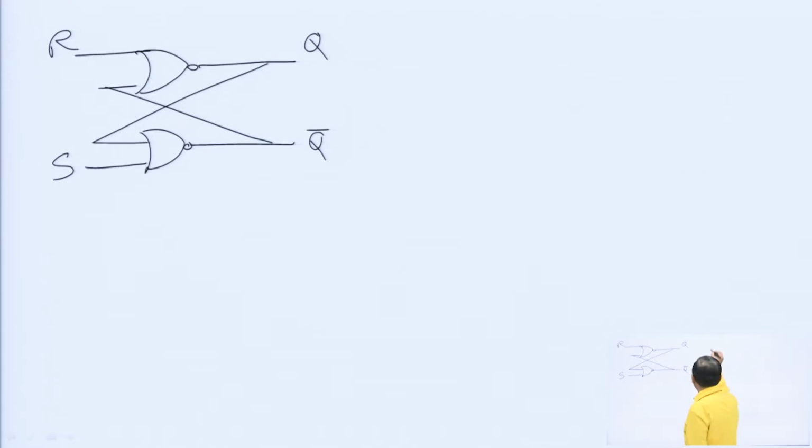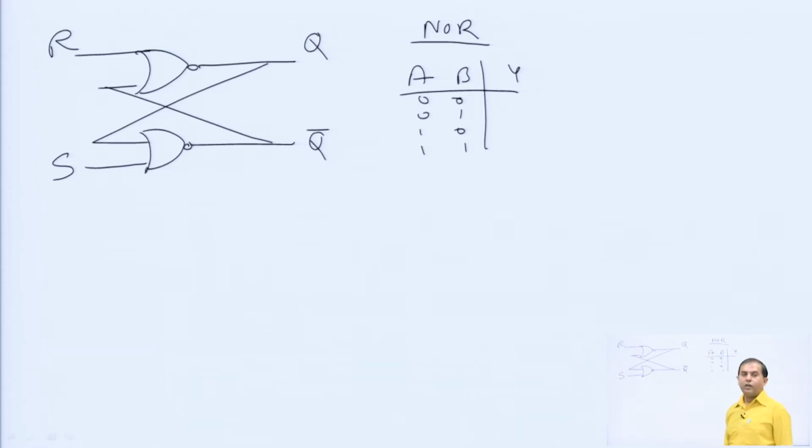So, what is the basic truth table of NOR gate? First of all, we will see the basic truth table of NOR gate. So, NOR gate A, B and Y, if two inputs 0, 0, 0, 1, 1, 0 and 1, 1. So, for NOR gate we can see that this is the truth table.